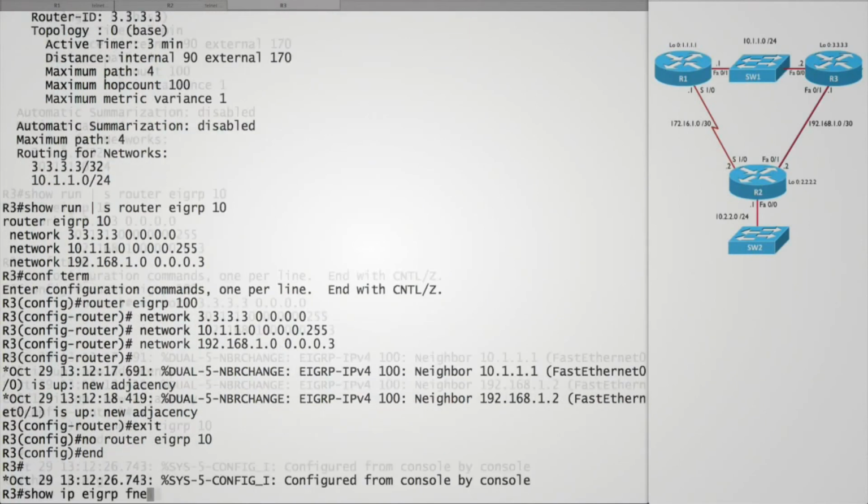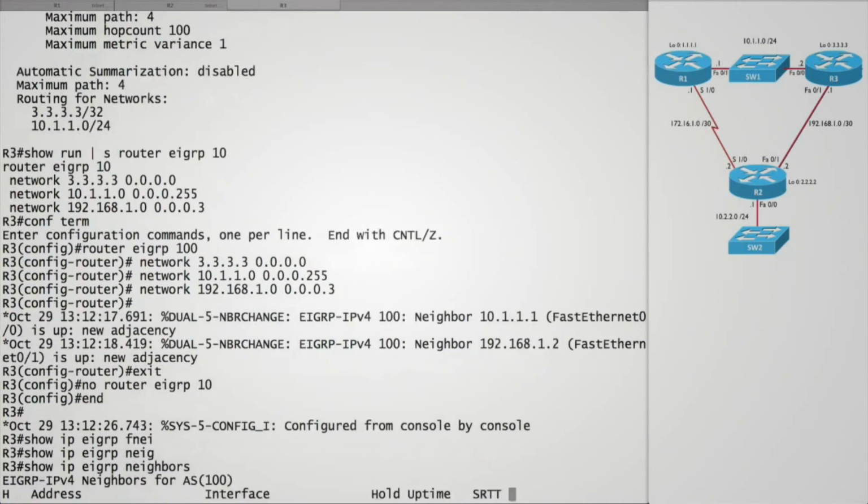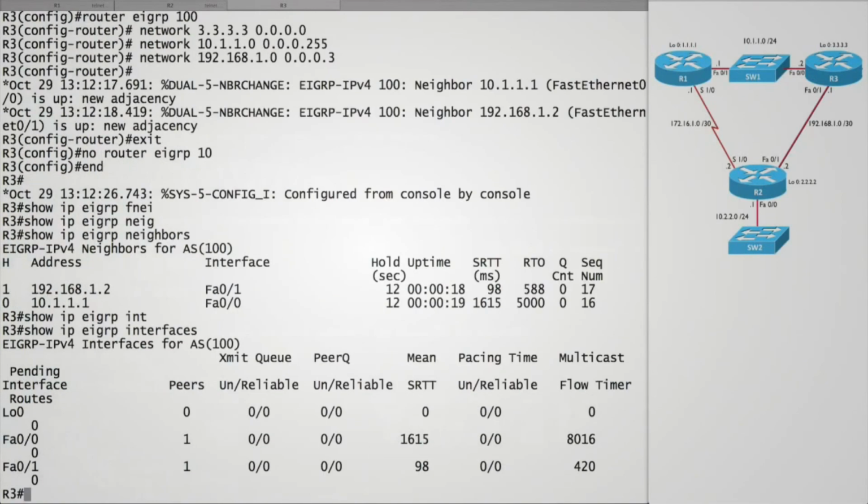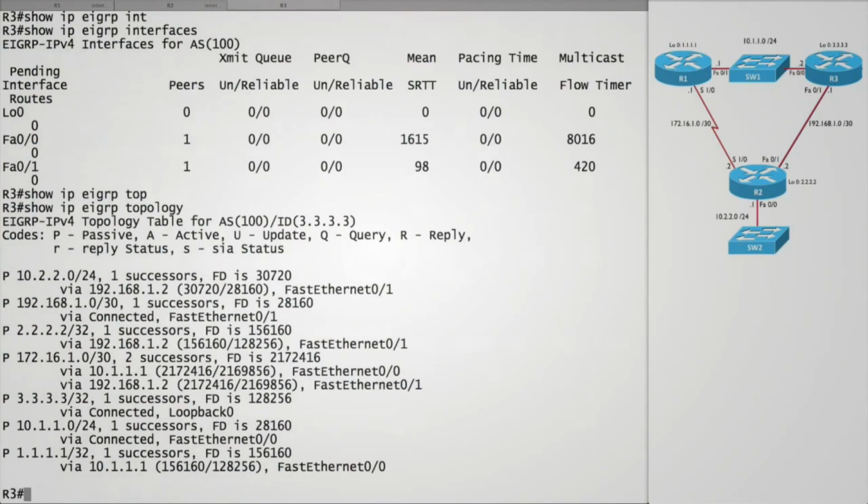Let's do a show IP EIGRP neighbors. And we have two neighbors. Show IP EIGRP interfaces shows us that all three of those interfaces are participating in EIGRP. And show IP EIGRP topology should show us more networks than just connected networks. In fact, let's go back to R1 where we started.